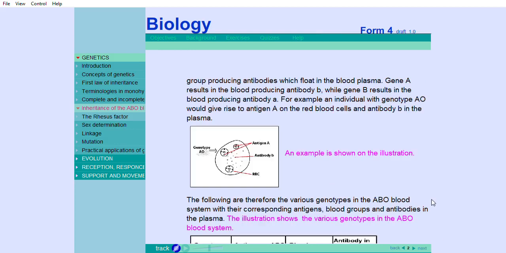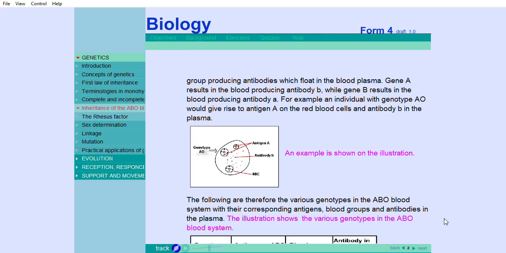The presence of a single dominant gene results in the production of a protein called an antigen on the membrane of the red blood cell. Gene A leads to production of antigen A, while gene B leads to antigen B. Gene O does not result in the production of any antigen on the red blood cells. The antigen on the red blood cells determines the individual's blood group.